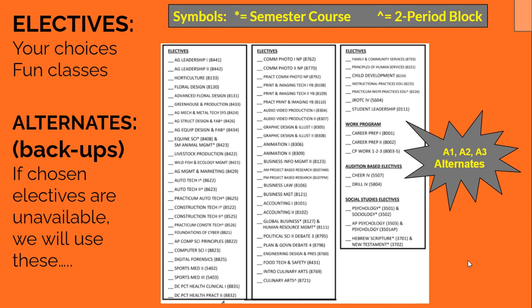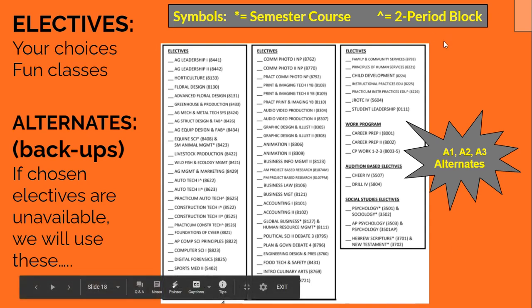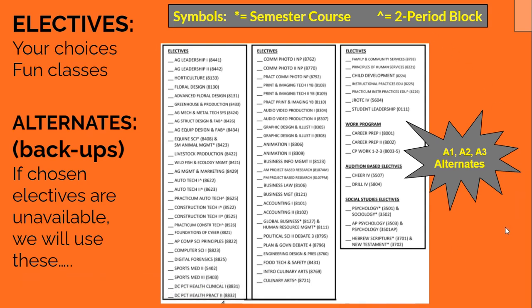Here are your choices. These are your electives, your choices, your fun classes. Notice the symbols that some of the courses have. The asterisks, the star, are your semester courses. Those courses are only half a year long, so you will have to pair it with another semester course. The courses that have a little caret on top are two-period courses. You will be in those classes back to back.